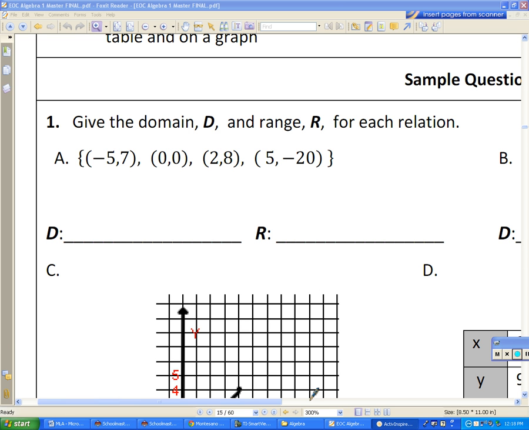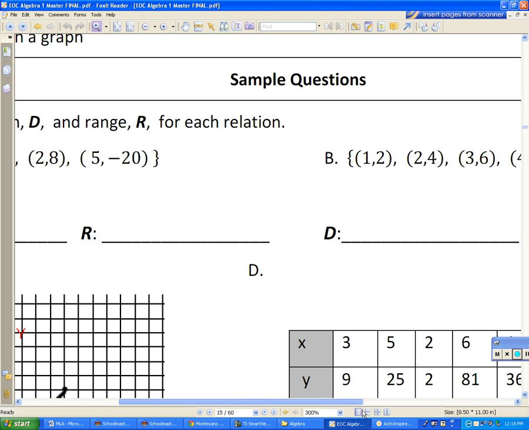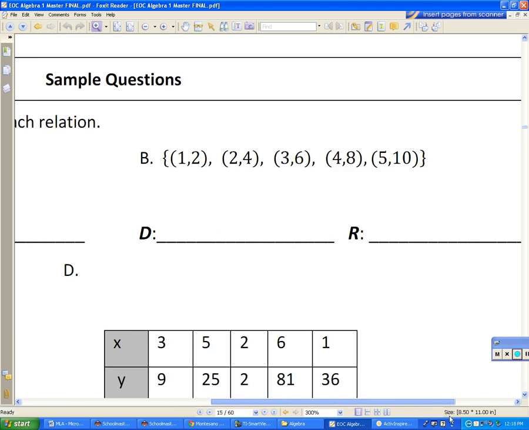All right, let's take a look at another one now that you know what you got going there. What about this one? You need to write down the answer. Okay, for B, somebody tell me what the domain is of that. 1, 2, 3, 4, 5.